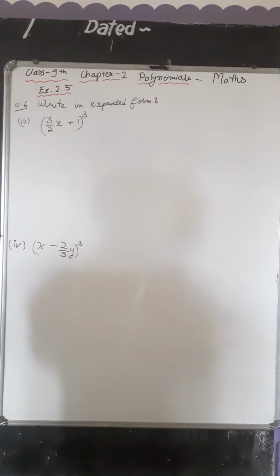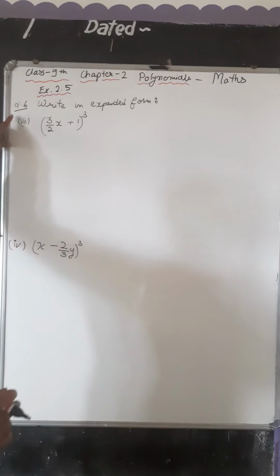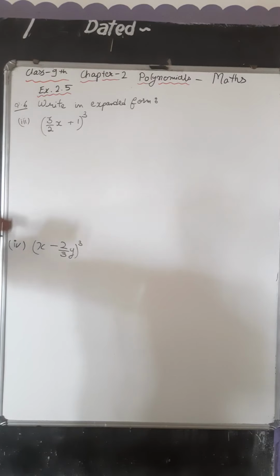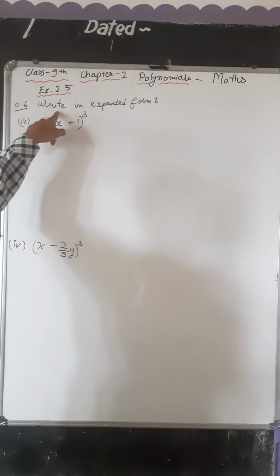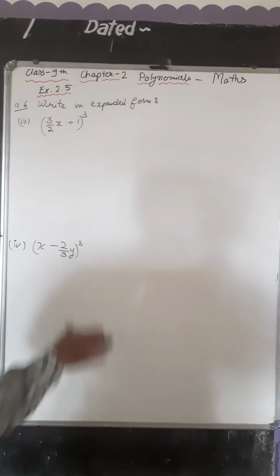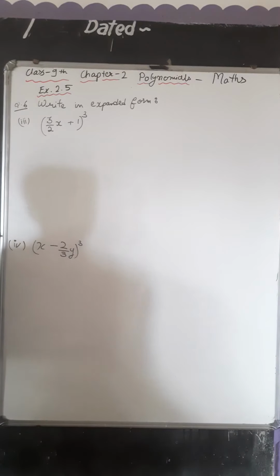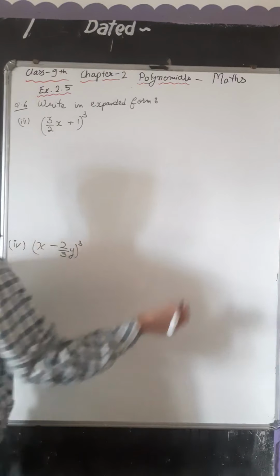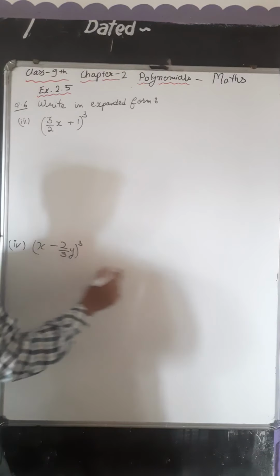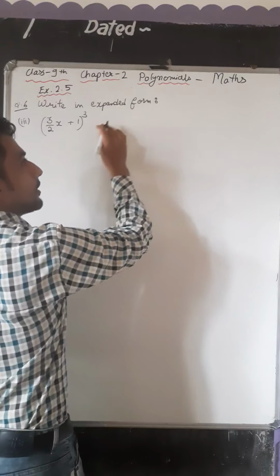Hello class 9. Again let's continue our exercise 2.5 and question number 6 is: write in the expanded form. There are 4 questions. I am doing only the second, third and fourth one. So what are the identities used?